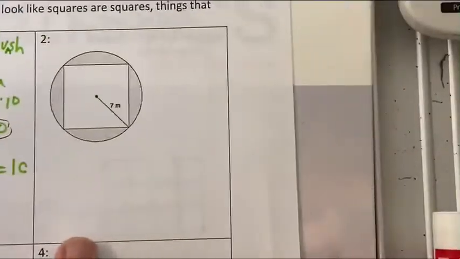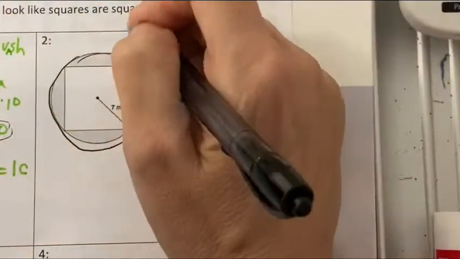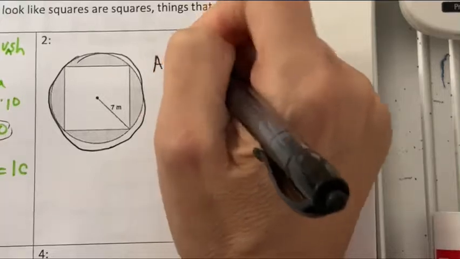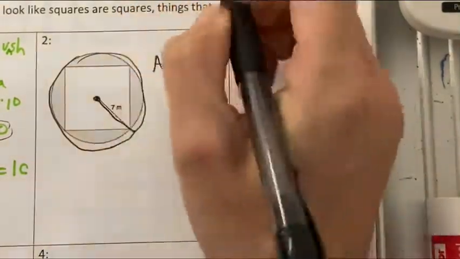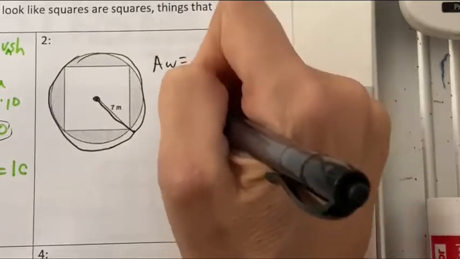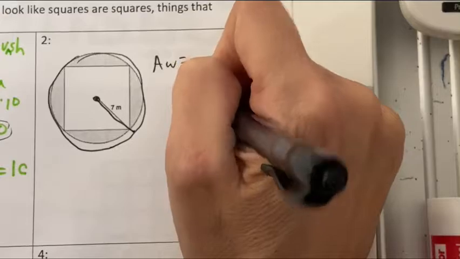Question number 2. What's the area of the whole thing? The area of the whole thing is a circle. So that's pi r squared. The radius is 7. So pi times 7 squared, and 7 times 7 is 49. So yeah, 49 pi.